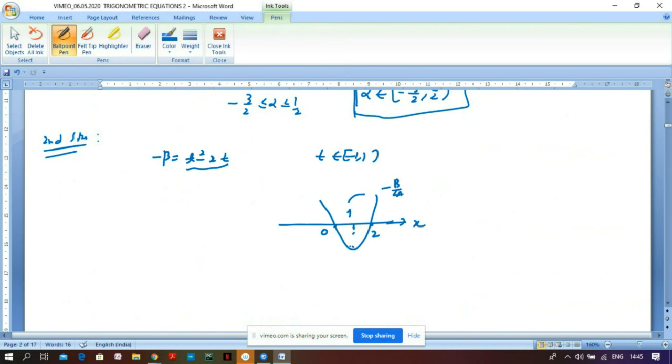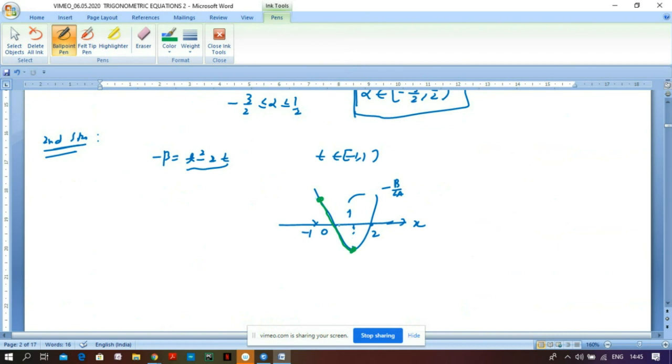So now 1, and you want from negative 1 to 1. So you want from negative 1, somewhere here, negative 1 to 1. So it means, let me change the color and show you that our interest is in this one. So this is the graph, our interest is this one.